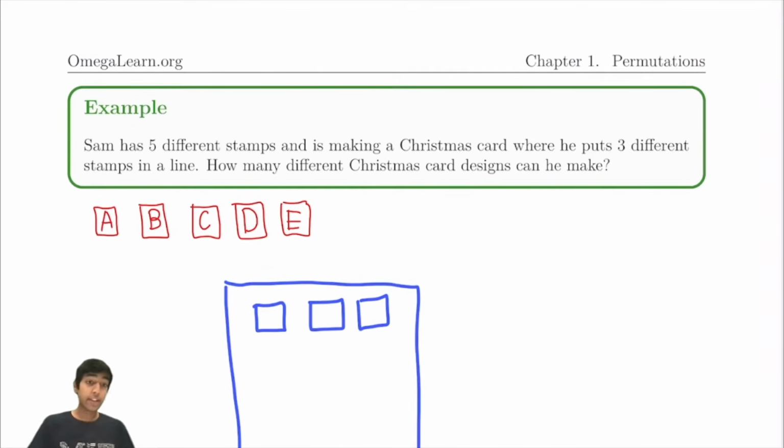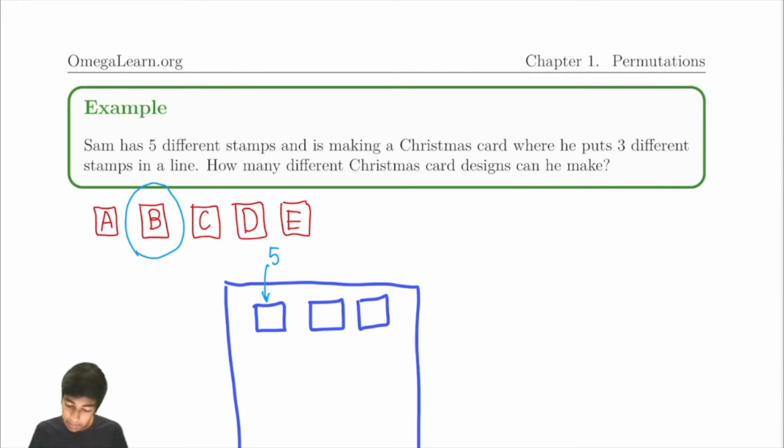So, just like in the previous example, let's take it stamp by stamp. So for the leftmost stamp, how many choices do we have? Well, we can pick any one of these 5 stamps. So there's just going to be 5 choices. And let's say we pick stamp B. It does not matter which stamp we pick for this choice, because no matter what, there's going to be 4 stamps left.